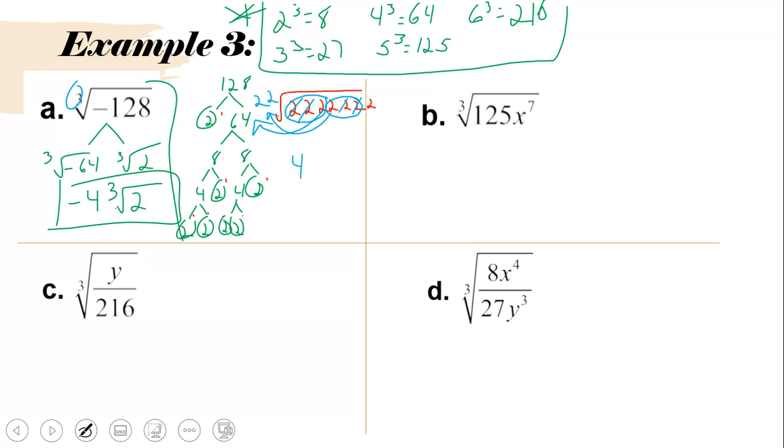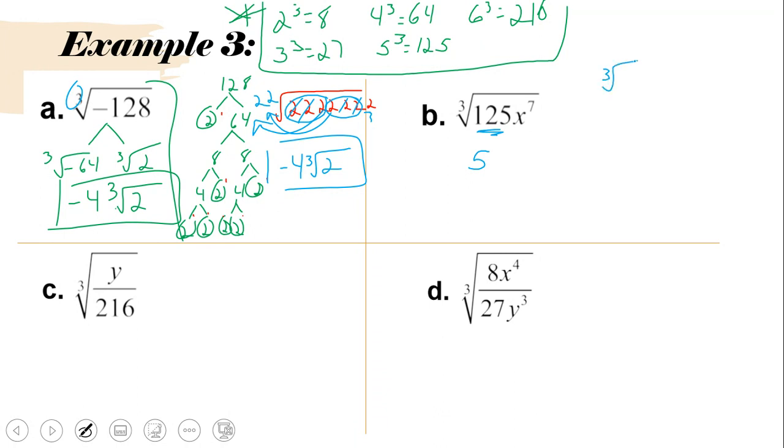So what are you left with? A 4 on the outside. What do you have on the inside? Just that lonely 2 right there. It's a cube root, and it was a negative. So we get -4 cube root of 2. Same process, though. Same process. Let's do perfect cube form here. Well, I know the cube root of 125 is just 5. So that will get me just equal to 5. So I've dealt with that.